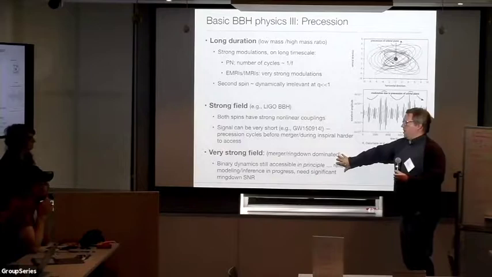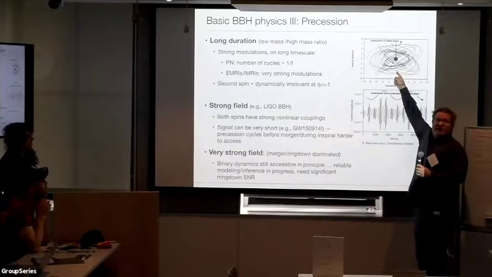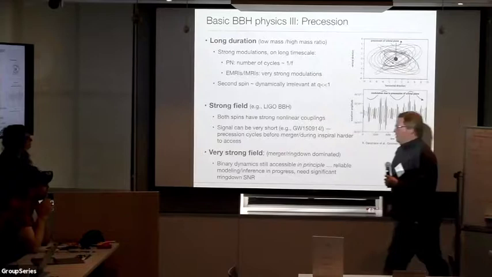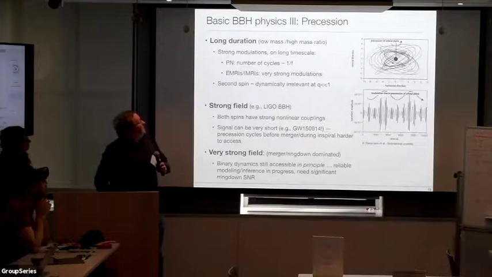If you have any sort of mass ratio at all, you might end up with a configuration that looks like this, which is much more like a LISA source, where you have extremely complicated modulation due to precession. Or, I think my eccentricity slide is gone. I had a diagram for eccentricity. It's gone. Okay.